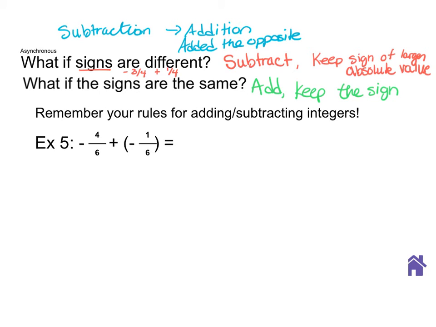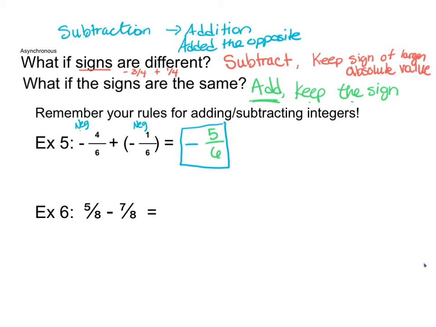So looking at example 5, I see that I have a negative plus, so I'm already adding a negative. So my signs are the same, okay? So I'm going to add the numbers together. So I have 4 plus 1, which is 5, and 6. And now I have to keep the sign that I was working with. Well, I was working with negative, so I'm going to put a negative there. So it's negative 56. Let's go on to the next problem.